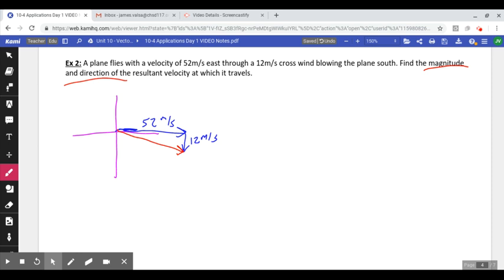So we've got to do a couple things here. We've got to find the magnitude of this vector. Let's call it vector r. So to find the magnitude of the resultant vector, vector r, we're going to do the square root of 52 squared plus 12 squared. And we're going to get an approximate here. So that approximate is about 53.4 meters per second. So it's helping the plane speed up a little bit, and also probably pushing it to the south a little as well.